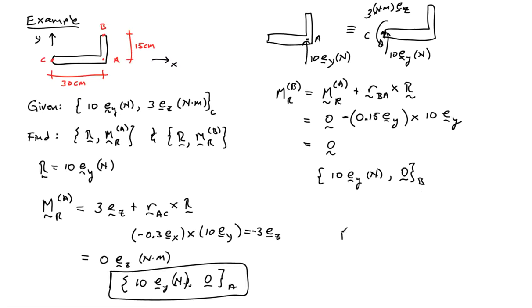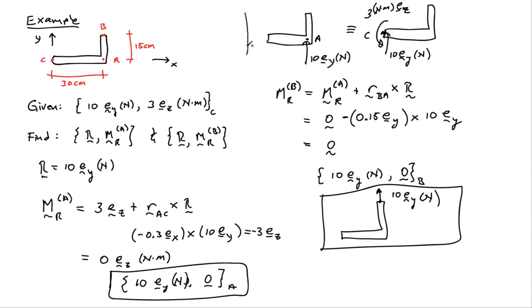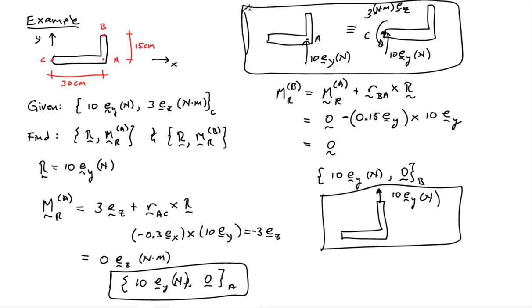So pictorially, I could draw it as follows, and this picture here is an equivalent picture to either of these two that I drew up here at the top. So these are 3 equivalent characterizations of the same force system, just represented at different points. So in the lower case over here is at point B, and in the upper 2 cases at point A and point C.